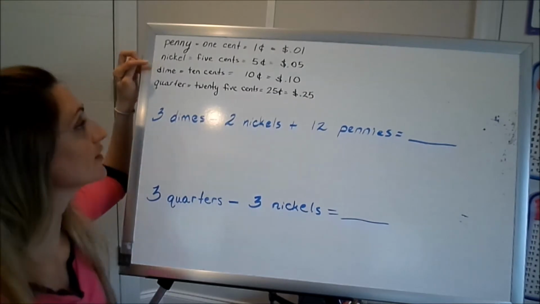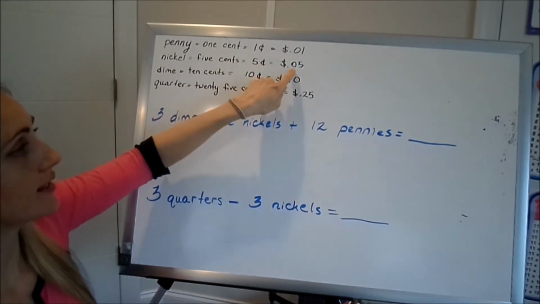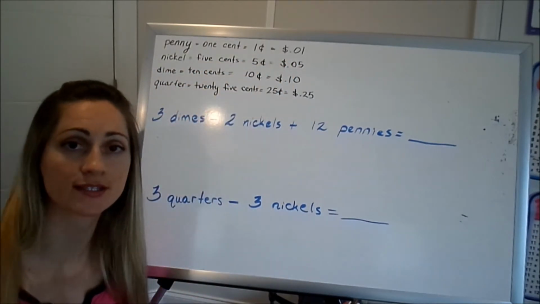Same thing with a nickel. You learned about a nickel. You know that it's worth 5 cents. You can write it with a cent sign. And then in third grade, I taught you how to use it with a decimal sign.